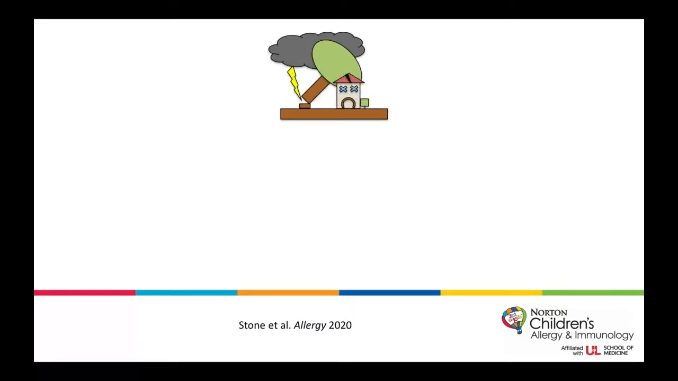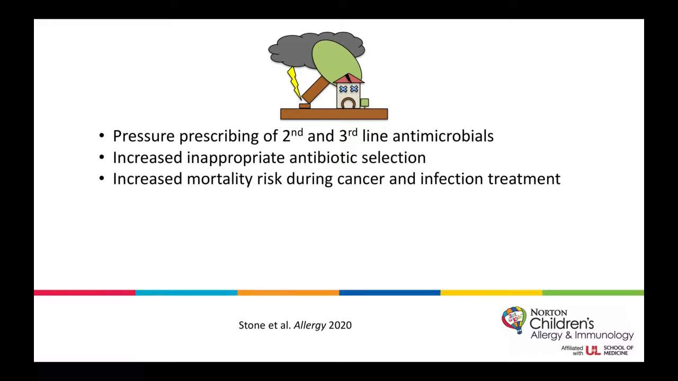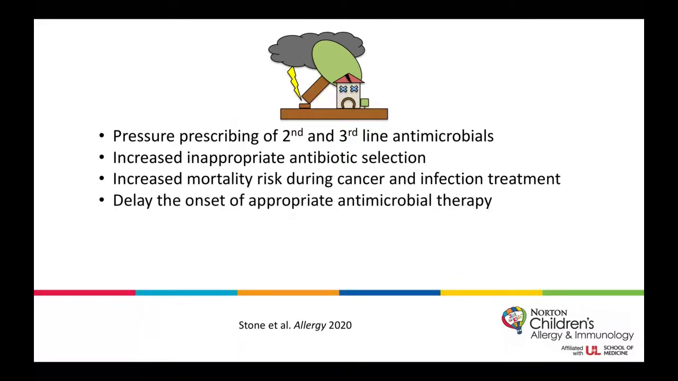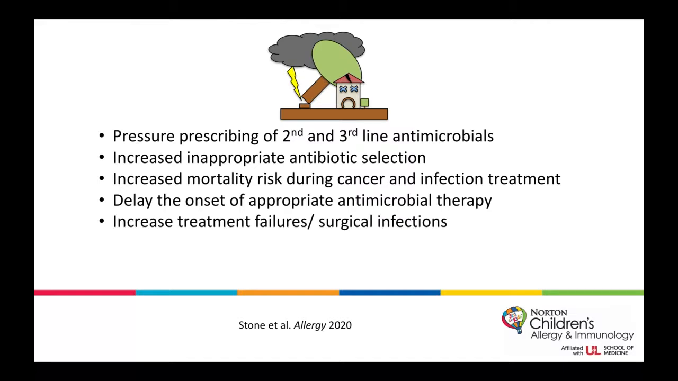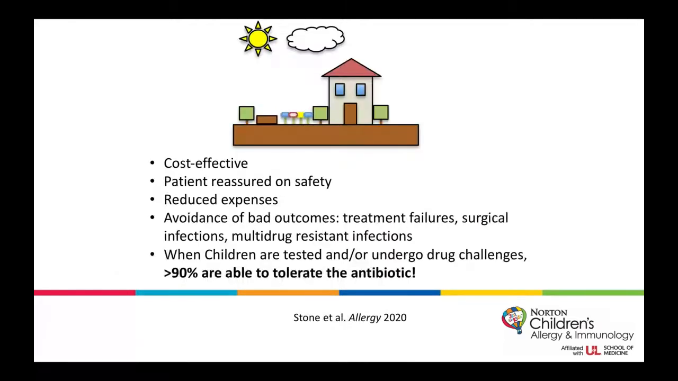So what happens when patients are labeled with drug allergies and they're really not true hypersensitivities? There's a pressure prescribing of second and third line antimicrobials, increased and inappropriate antibiotic selection, increased mortality risk, delayed onset of appropriate antibiotic therapy, increased treatment failures. A huge issue in this population is multi-drug resistant infections, and all of the above overall leads to higher healthcare costs and longer lengths of stay.